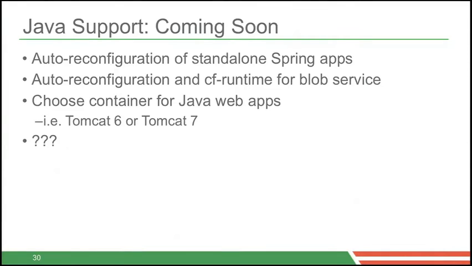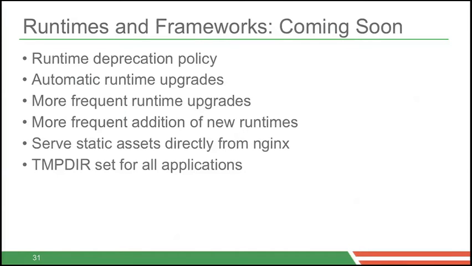Okay, so as I mentioned, we are thinking about ways to provide that auto-reconfiguration for standalone Spring apps right now. We also have a blob service that's relatively new that we're considering providing support for. And of course, we do want to eventually allow you to choose Tomcat 7 when you push a war, so we're thinking about doing that and other things as well.